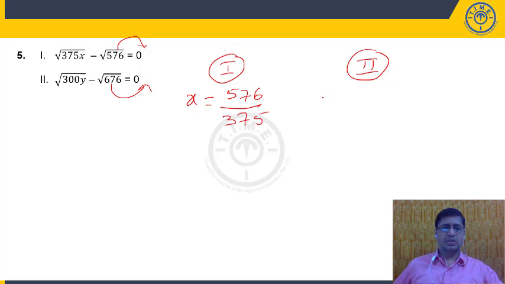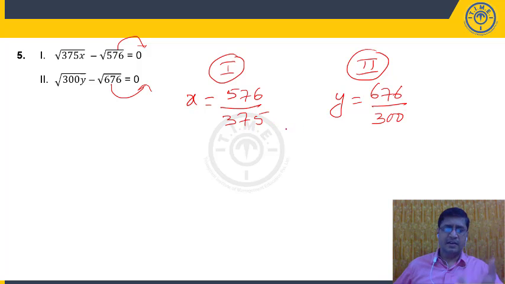So under root minus under root 676 will become plus. Squaring on both sides, the result is 676. The value of y is equal to 676 by 300. Now simplify, you will get the answer. That is one way.